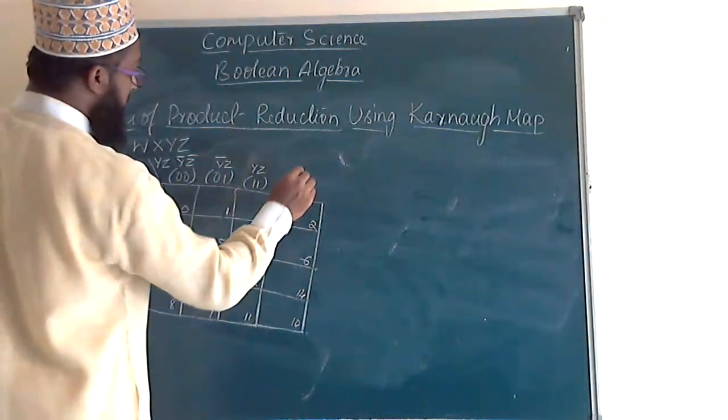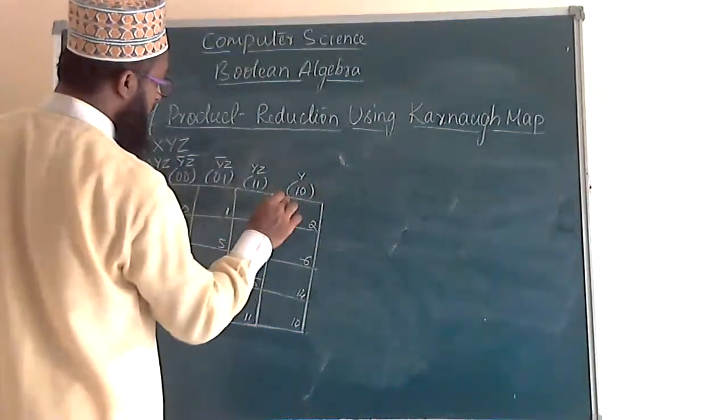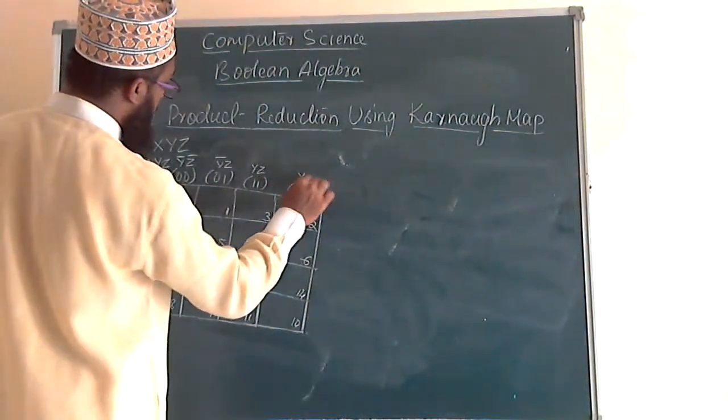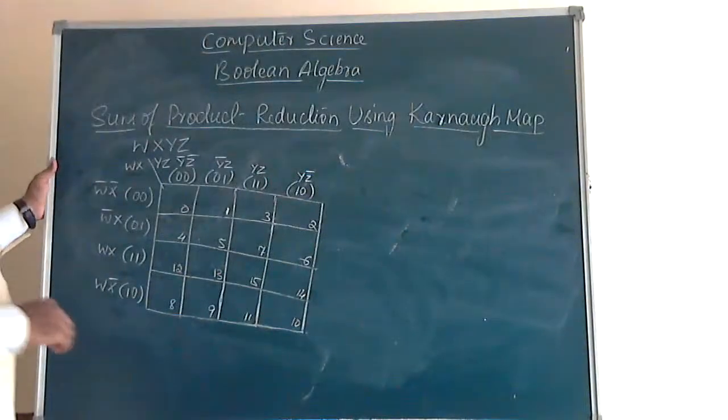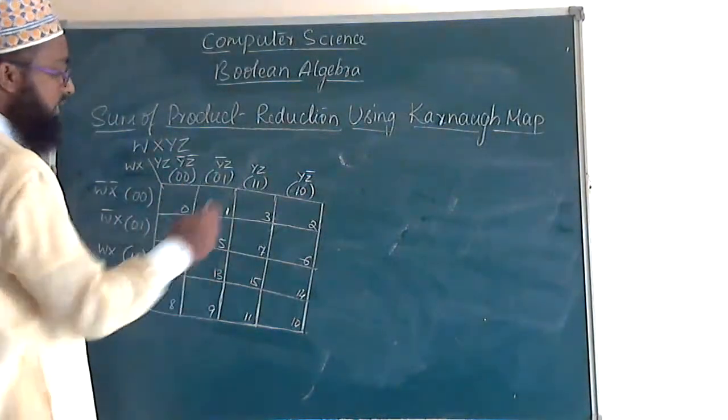Okay, here 1, 0. First one is 1, so write Y. Next one is 0, so put bar. Like this. Okay, then what are the min terms we have to write here?